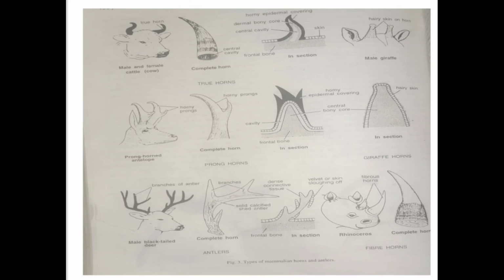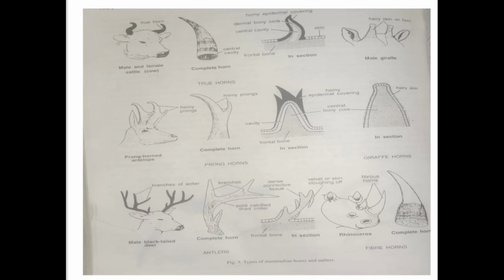Second is prong horns. Prongs means branches. The horns of the prong horned antelope, Antilocapra, are also true horns. They are formed by a small central permanent bony core arising from the frontal bone and covered over by a thin, hollow and horny epidermal horn. But the horny sheath of the prong horn bears 1 to 3 branches, called prongs, and these branches are shed every year. The permanent bony core becomes the base around which next year a new horn develops.